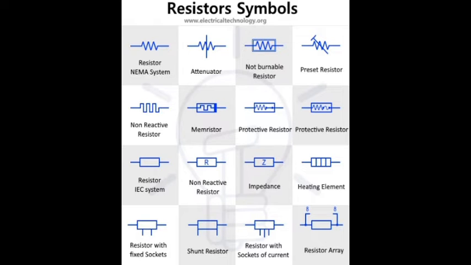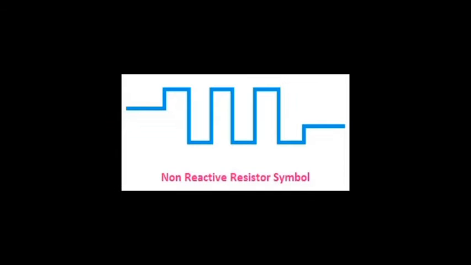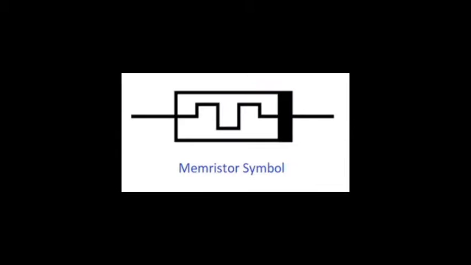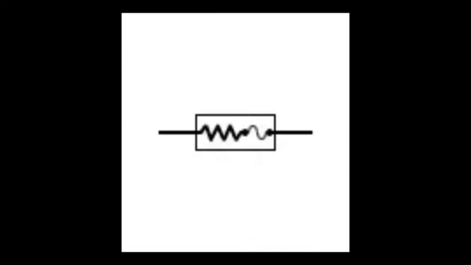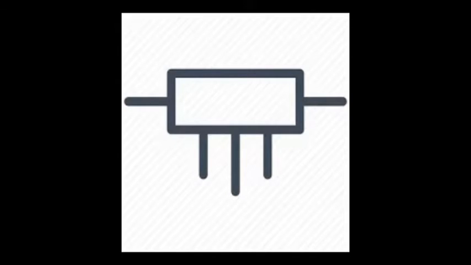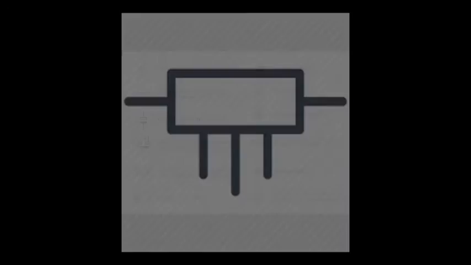Examples of resistor symbols. Resistor NEMA system, attenuator, non-burnable resistor, non-reactive resistor, protective resistor, impedance, heating element, resistor with fixed socket, resistor with sockets of current.